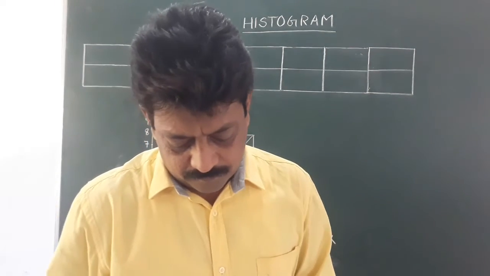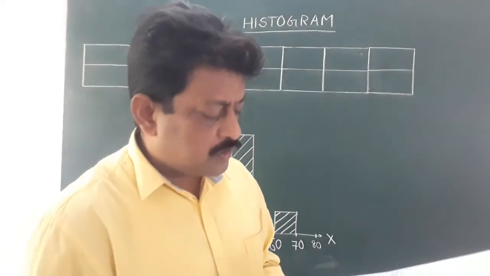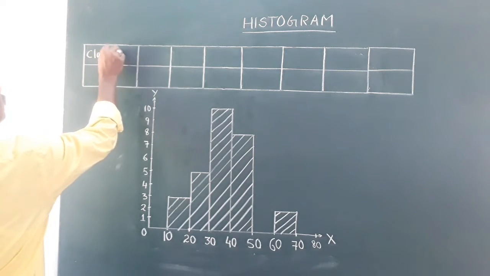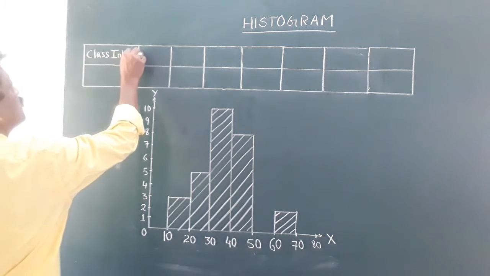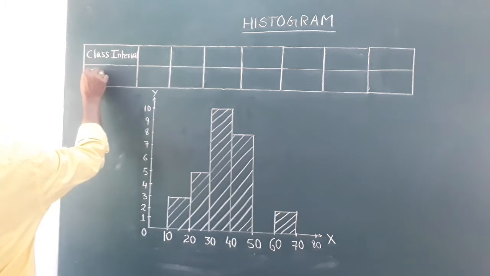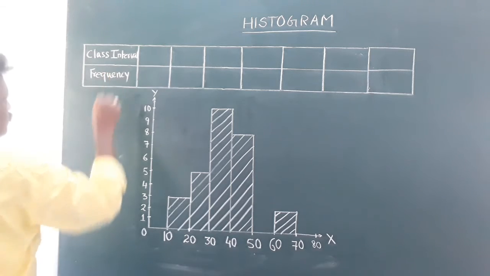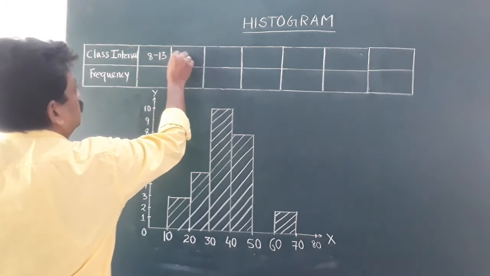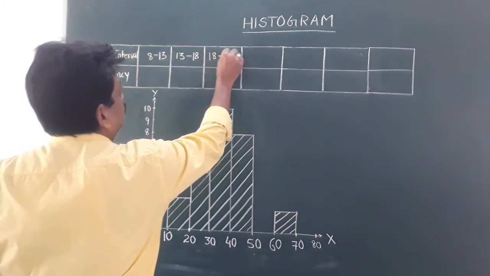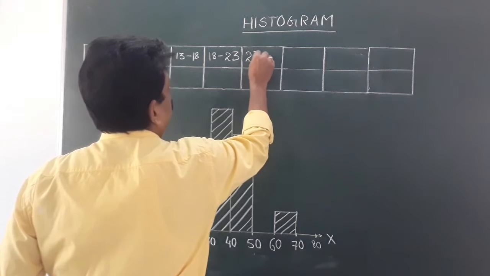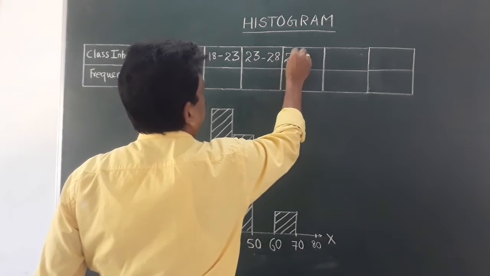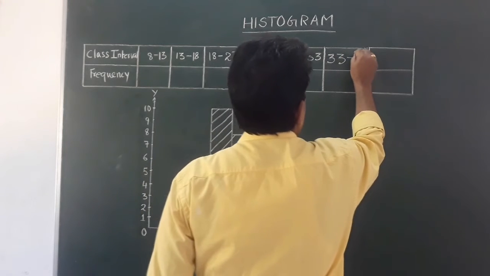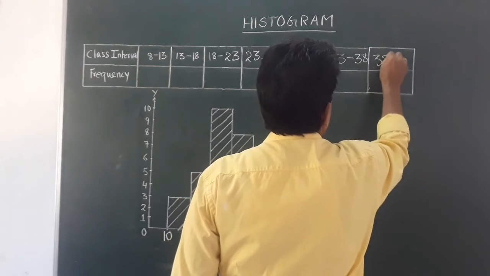The question says, draw a histogram for the frequency distribution of the following data. Class interval is given here and here the frequency. The class intervals start from 8 to 13, 13 to 18, 18 to 23, 23 to 28, 28 to 33, 33 to 38 and 38 to 43.